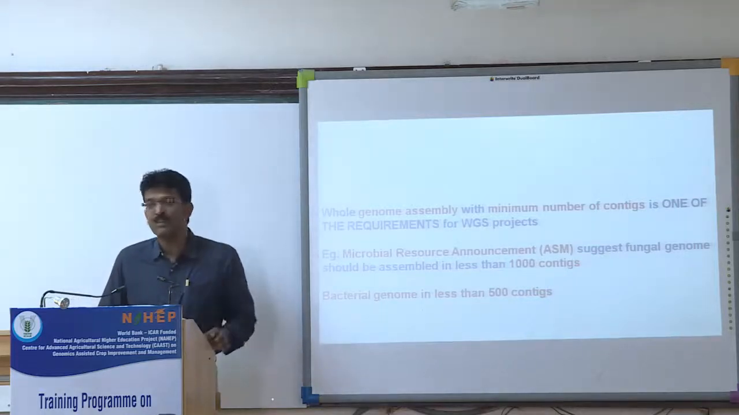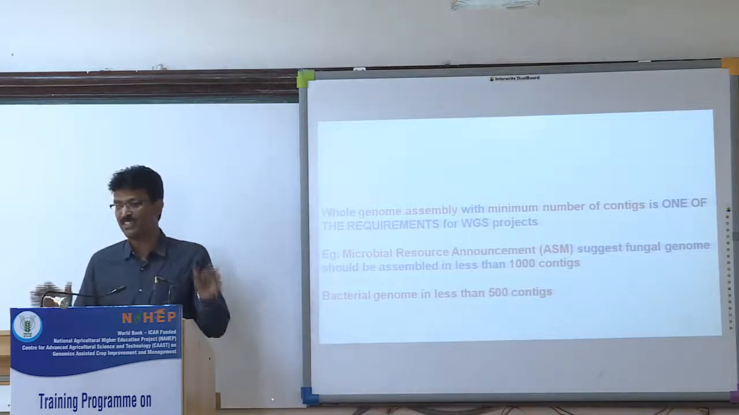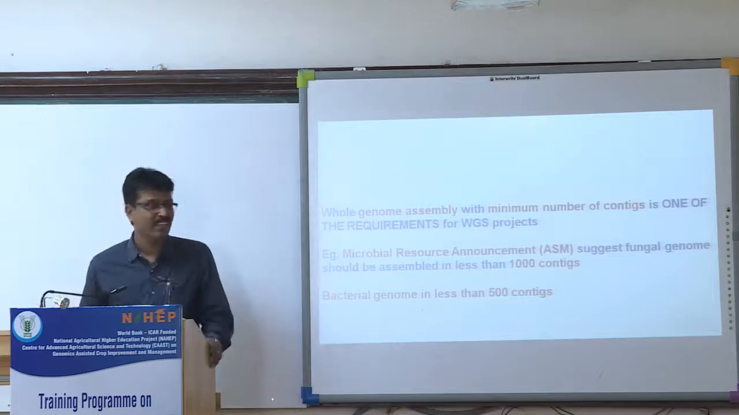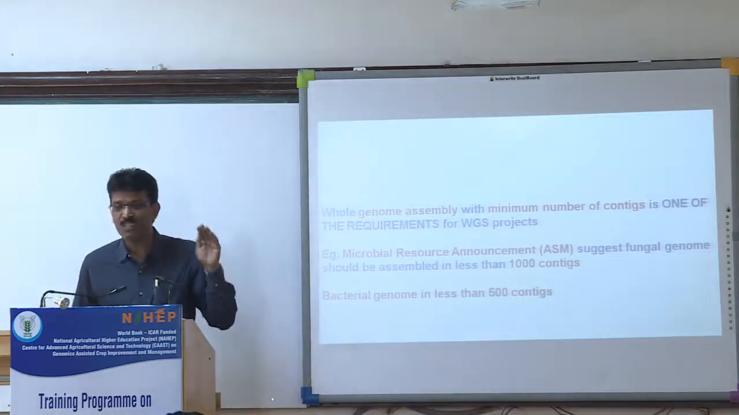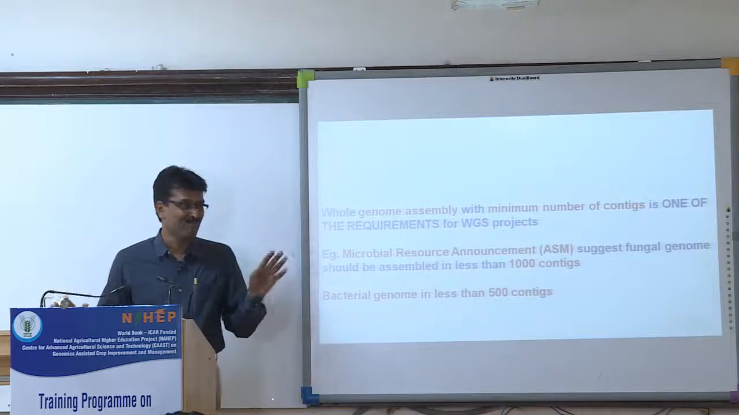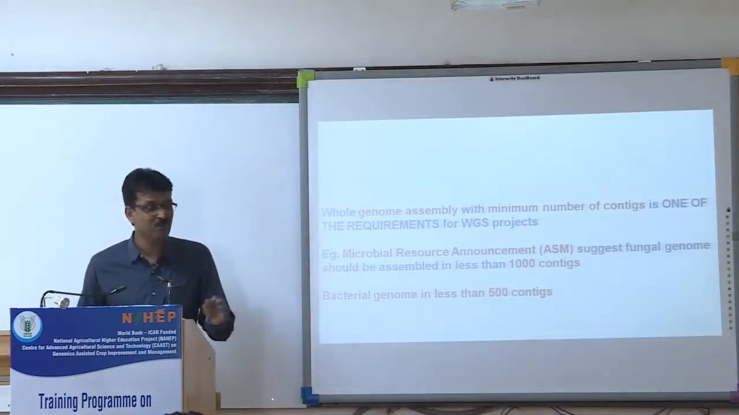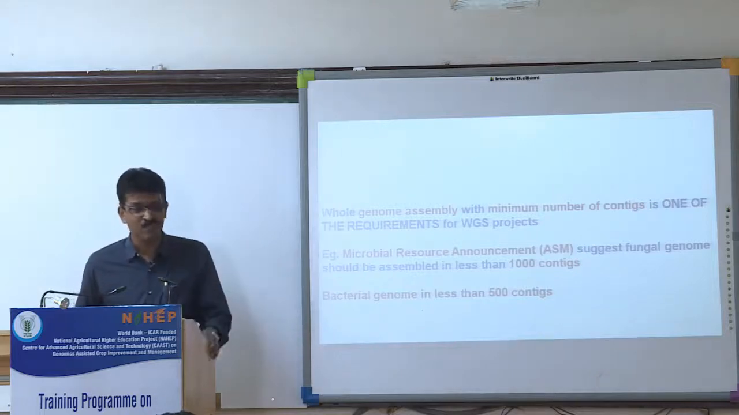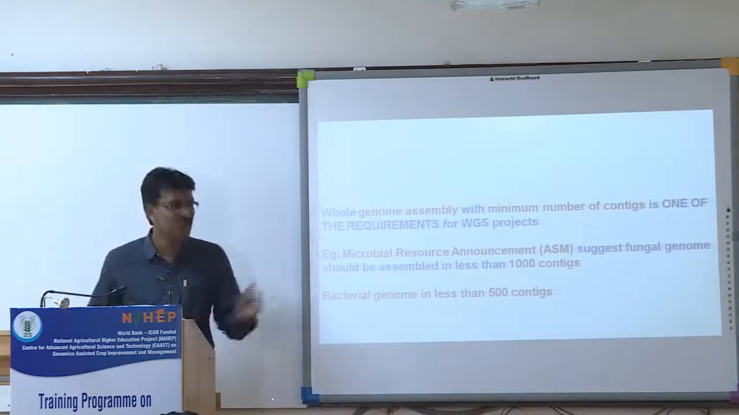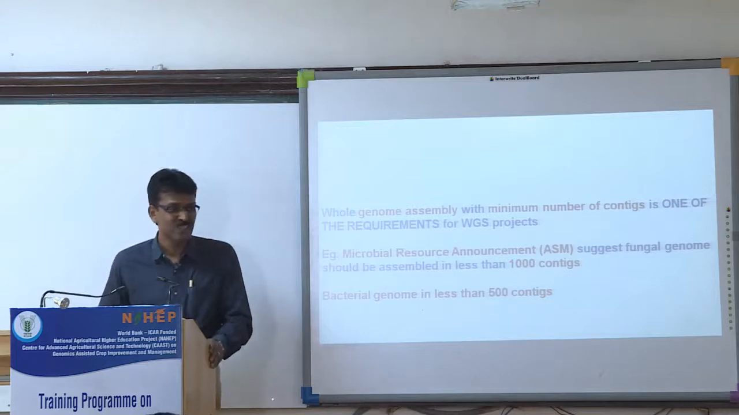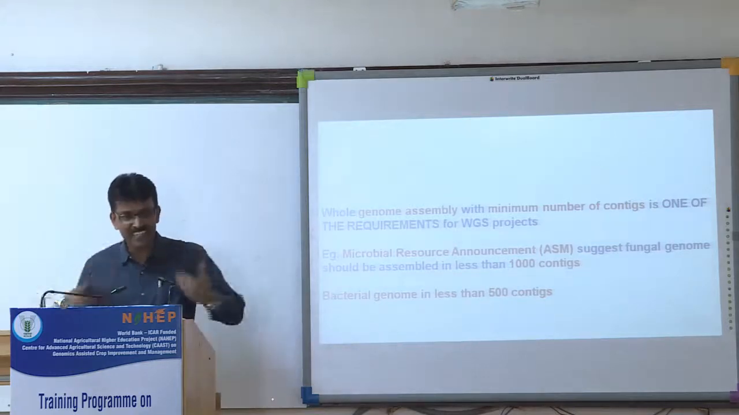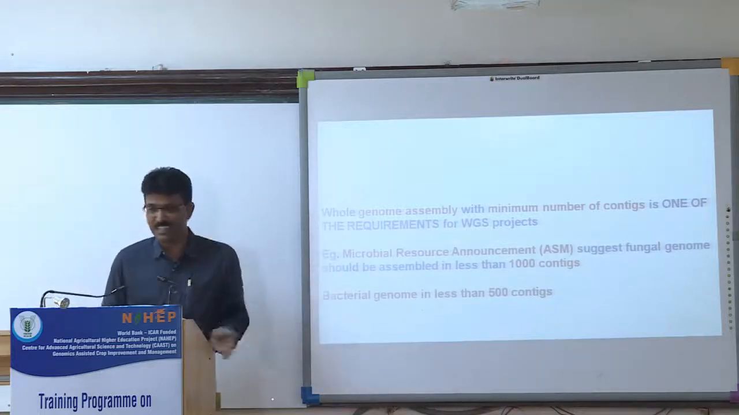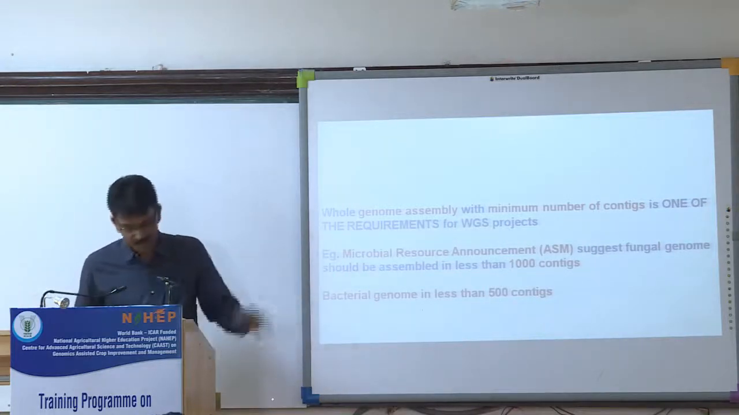They put specific conditions for the authors. They say if it is a fungal genome, you assemble your genome in less than 1000 contigs. Very clear. If it is a bacterial genome, you assemble your genome in less than 500 contigs. That means if it is in excess of that, they will not accept your paper. So, you need to sit back, reassemble, reduce the number of contigs and submit it again, then they will accept it. So, this is one of the conditions.